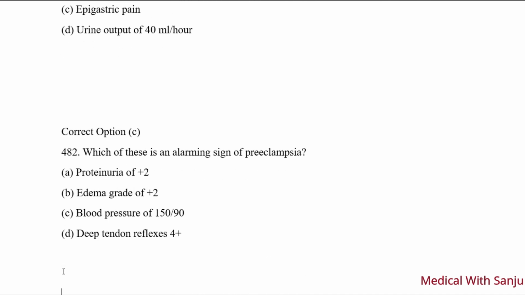Question number 482. Which of these is an alarming sign of preeclampsia? Option A proteinuria of +2. Option B edema grade of +2. Option C blood pressure of 150 by 90. And option D deep tendon reflexes. Option D deep tendon reflexes is an alarming sign of preeclampsia.